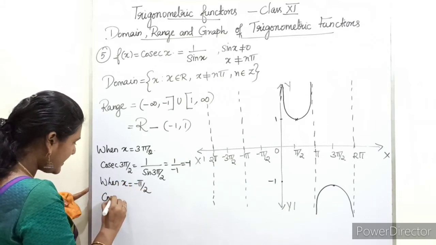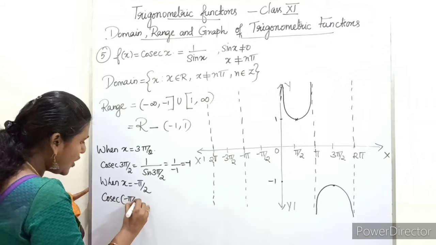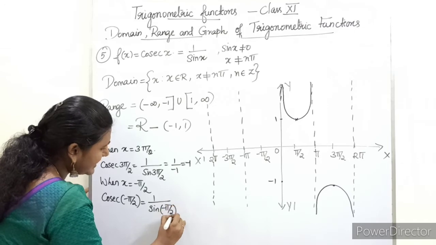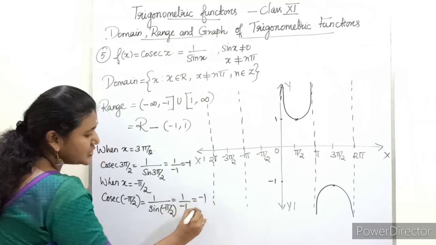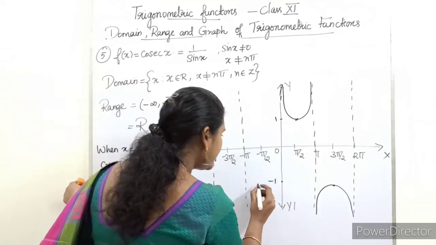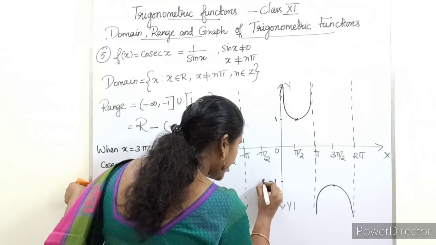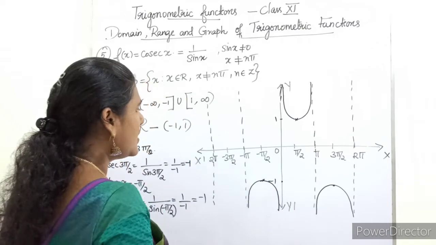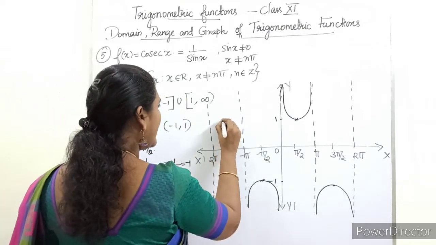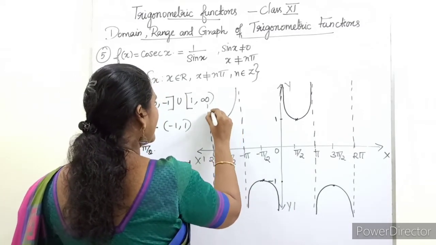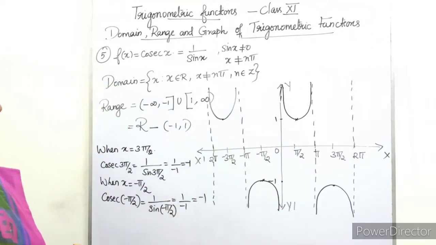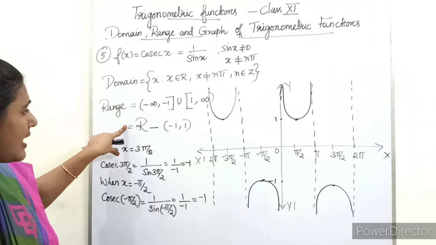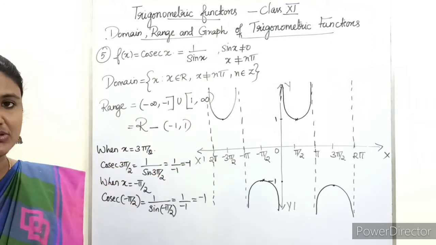So cosec minus pi by 2 is equal to 1 by sin minus pi by 2, that is 1 by minus 1, which is equal to minus 1. So at this point the value is minus 1, so the graph will be like this. For the next case, here you will have 1 and you will get the graph like this. So this is the graph of cosec x. Clear? So we got the domain, range and graph of cosec x.